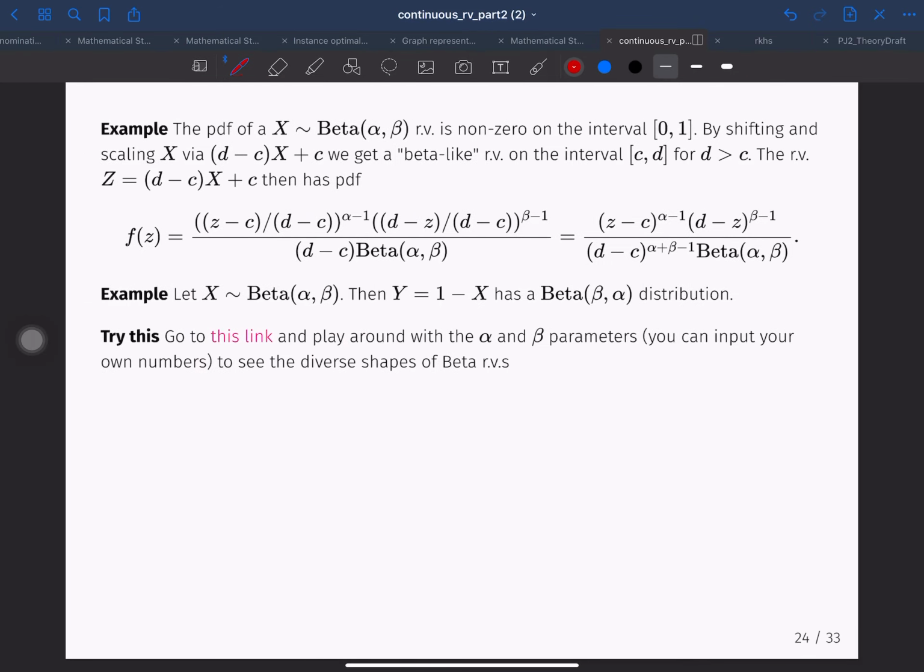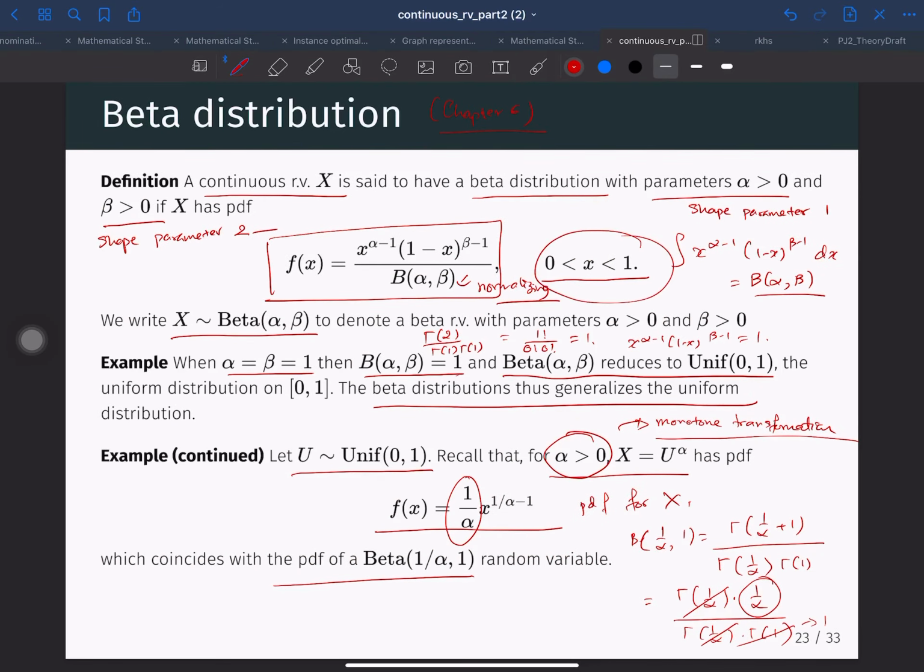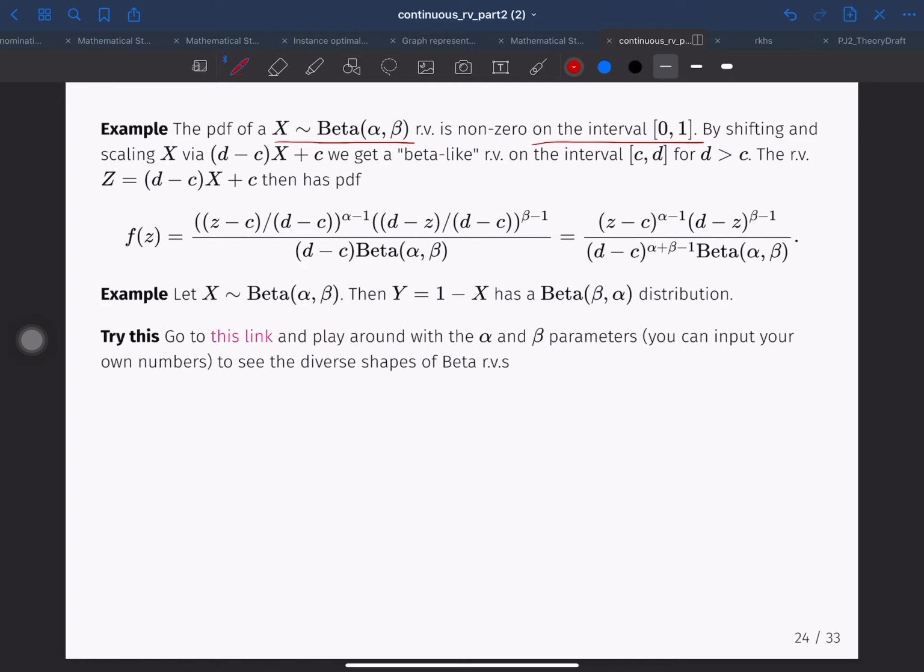As another example, the Beta(alpha, beta) is only supported on the interval 0, 1. That's what we say here. So if we shift and scale a beta random variable like this, then we get something that looks like a beta, but now that random variable is defined on the interval (c, d). So c and d could be arbitrary, just finite, with d bigger than c. And then this is a location scale transformation.